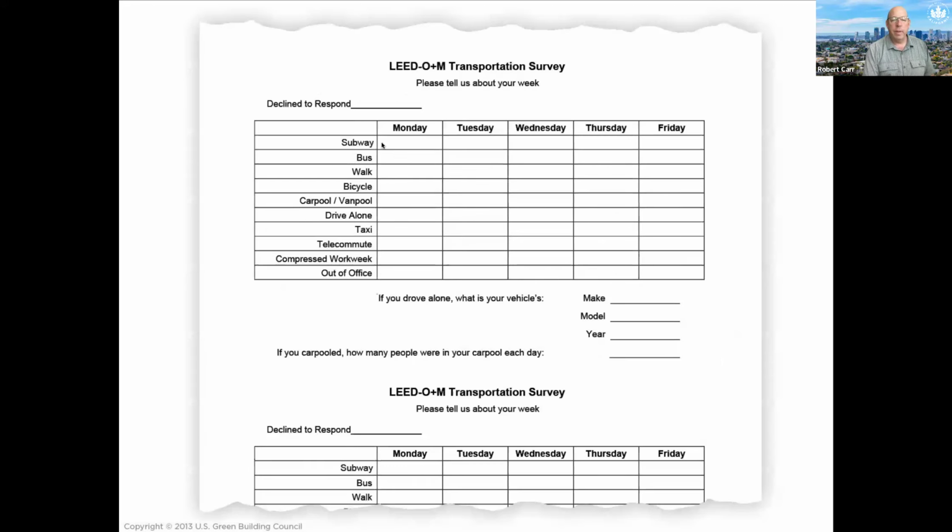So if you can see here, these categories are spelled out in the reference manual. But again, it has to be for a full week. It can't just be for one day, all right? And then again, if you drove alone, what is your make and model? Now, in version 4.0, they may consider your trip alternative if you had an EV or a hybrid. You put in the car model, and if it meets a certain emissions threshold, you actually get credit for that as well. It's not obvious here, but that is the case.